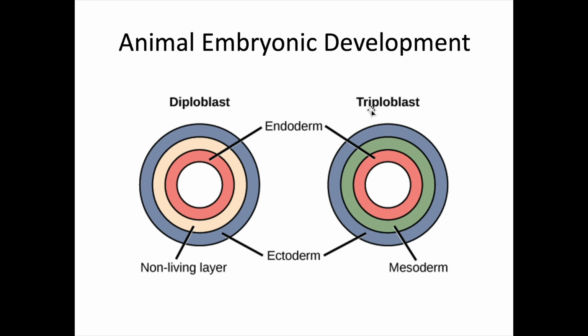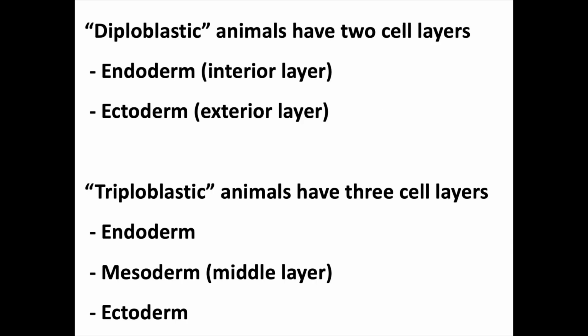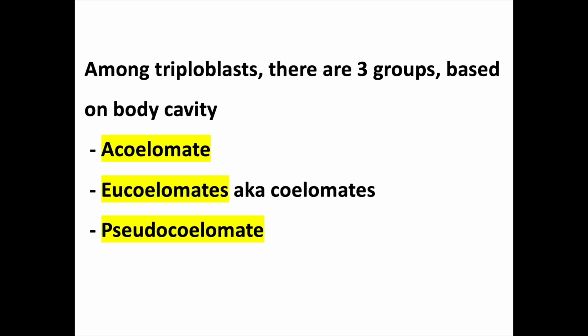Triploblasts have three cell layers, as you could guess from the name. The outer layer is still called the ectoderm. The inner layer is still called the endoderm, but instead of having non-living jelly in the middle, there's a middle layer of cells called the mesoderm. So triploblastic animals have three cell layers: endoderm, mesoderm in the middle, and then ectoderm on the exterior.